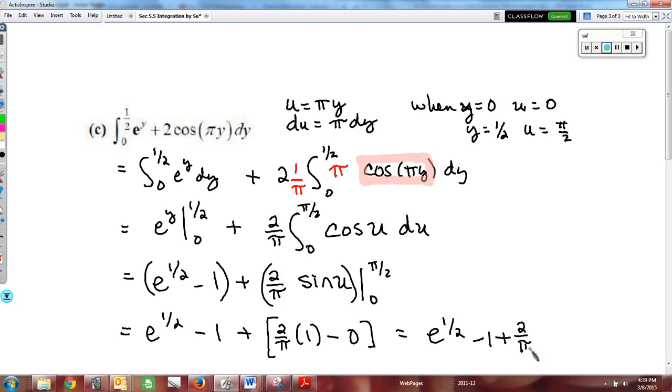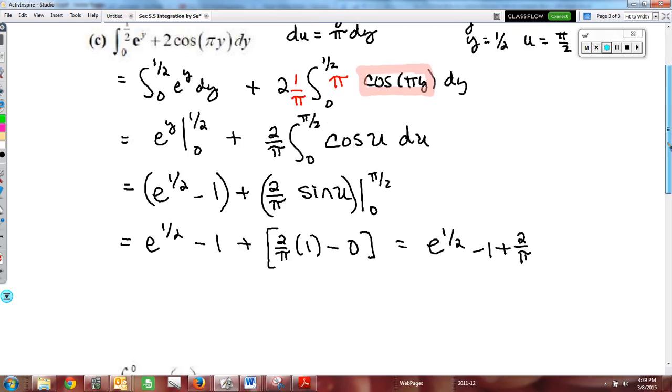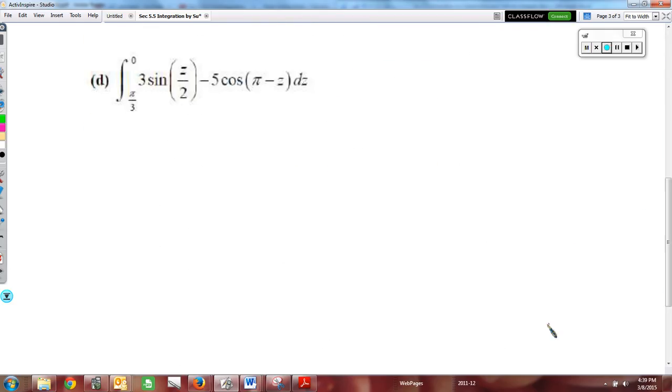So the idea here is sometimes you're going to need to change your bounds on one part of the problem because you're using a u substitution there, but not on the other one. All right, and let's take a look at one last example before we go away.